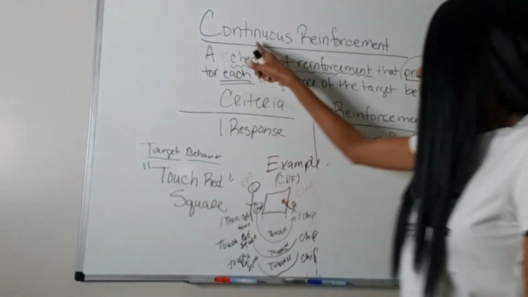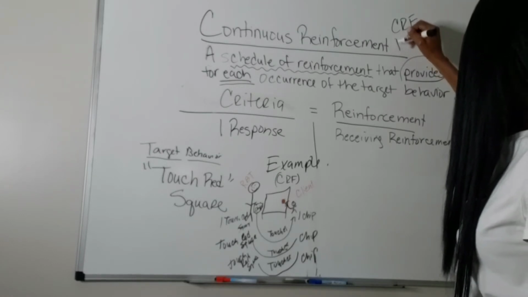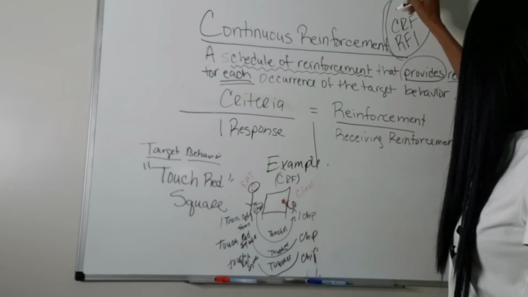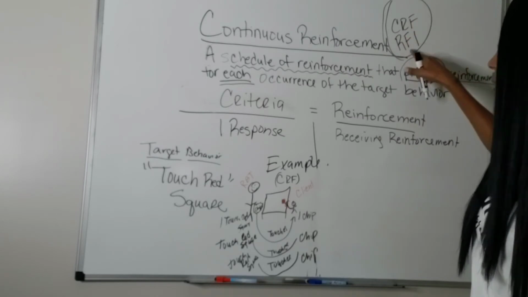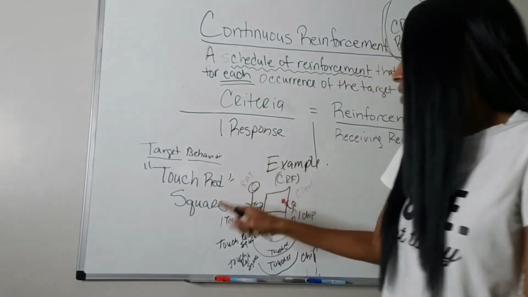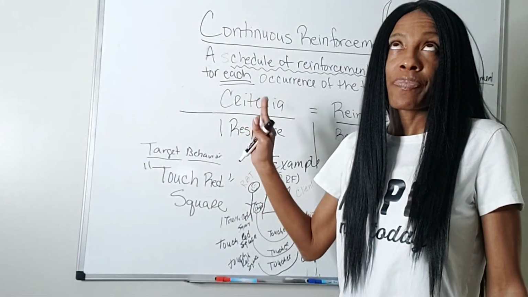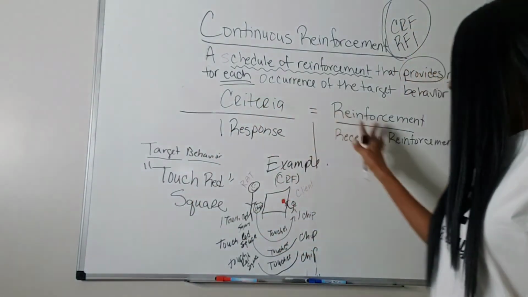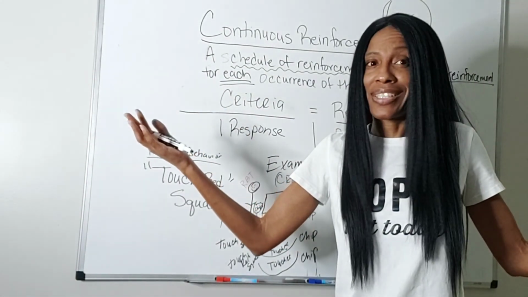Okay? So remember, with continuous reinforcement, it's CRF. Also can be known as a RF1 schedule. These are the acronyms for continuous reinforcement, CRF, or it's also known as RF1. All it means is we have 1 target behavior, 1 target instruction that you want them to do. They complete it, they receive reinforcement. That's continuous reinforcement, folks. It doesn't get any simpler than that.